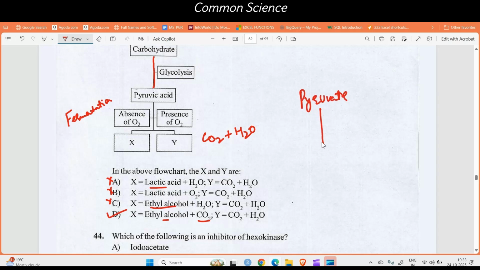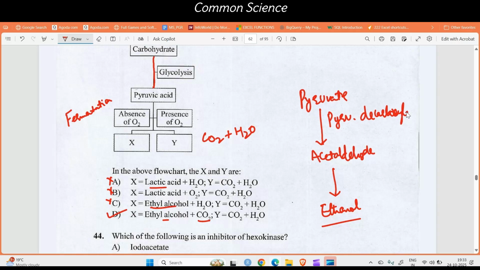pyruvate is changed into acetaldehyde, and this acetaldehyde is then changed into ethanol by the enzyme alcohol dehydrogenase. This pyruvate decarboxylase then changes this pyruvate into acetaldehyde with the release of carbon dioxide.